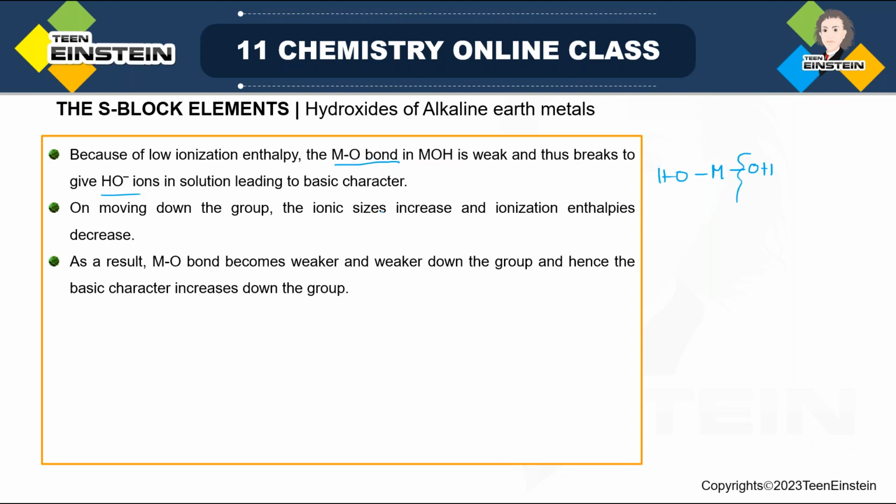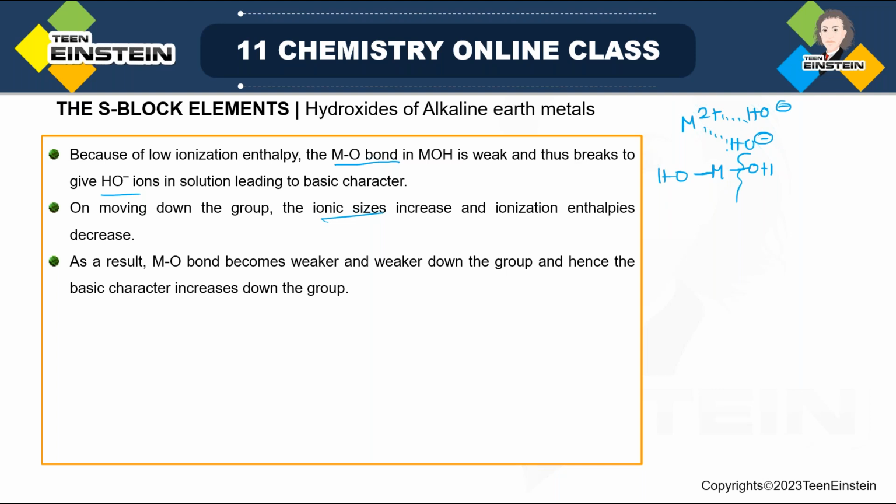On moving down the group, the ionic size, that is the metal ion size, increases. Though we write this type of bond, literally we should not write it, because it is an ionic bond, and when there is an ionic bond, it is basically M2+ and 2 HO minus. It is not that there is any electron sharing occurring. So better you consider it as just an interaction between M2+ and HO minus.